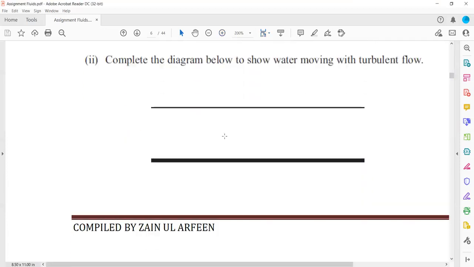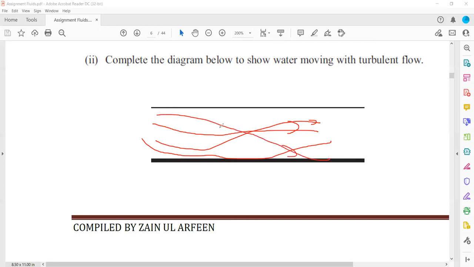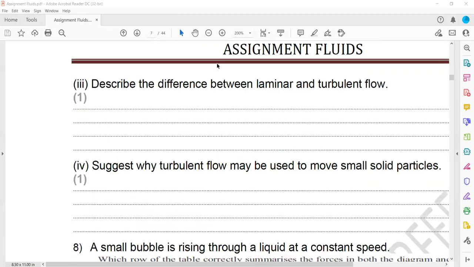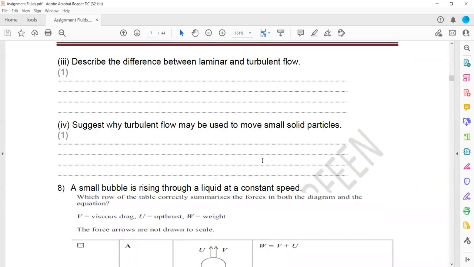Complete the diagram to show water moving with turbulence. So how do we represent the turbulent flow? We show abrupt changes in the direction as well as the speed of the particles. When the particles abruptly change their speed and direction, we call that turbulent flow. And turbulent flow will apply greater force as compared to laminar. Then we have to describe the difference between laminar flow and turbulent flow.